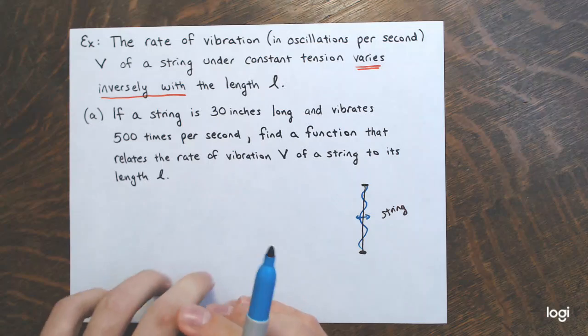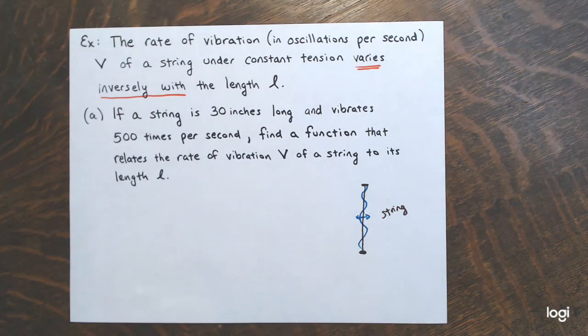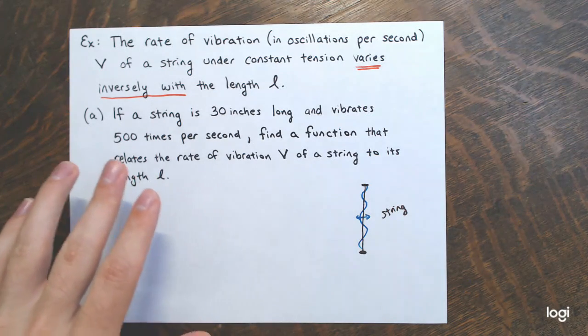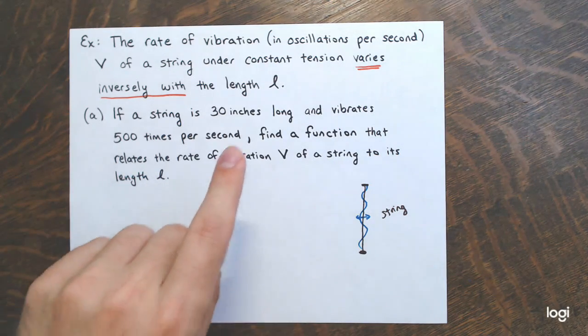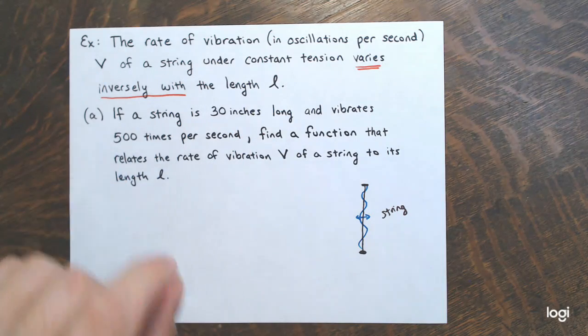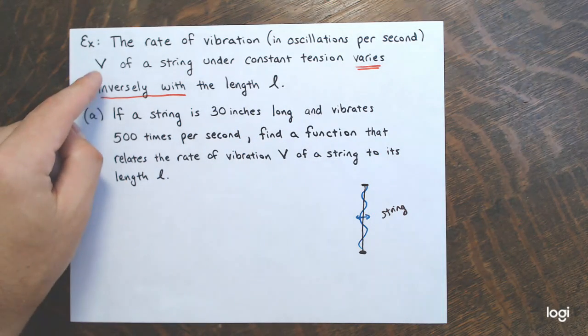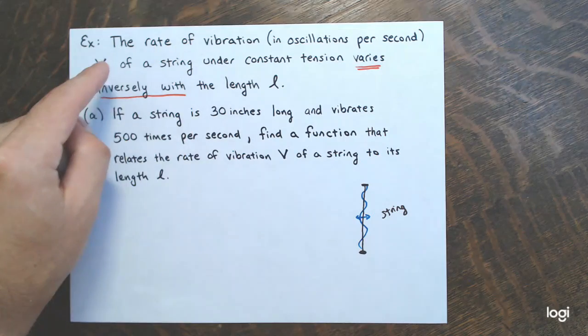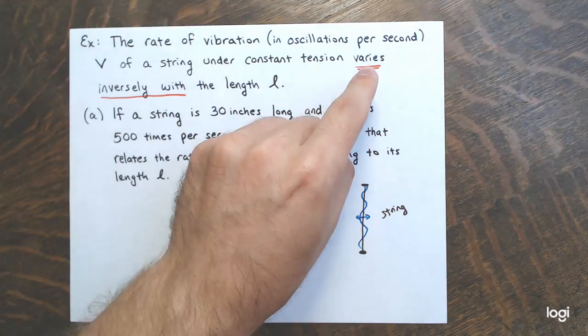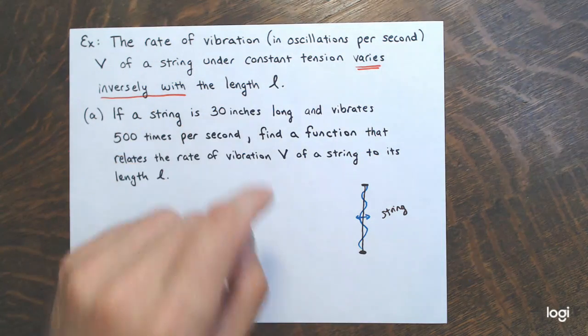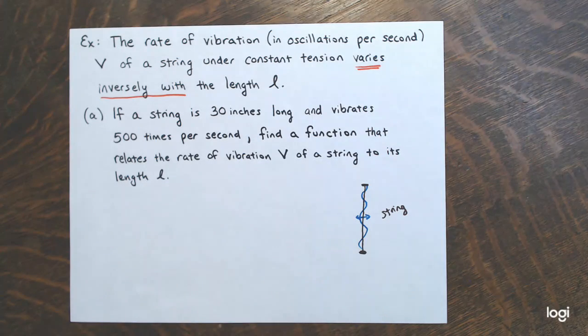All right, again, just think of a guitar string or a banjo string being plucked. That string is under constant tension and it starts vibrating when you pluck it. So before I even get into the problem, I'm going to write a little equation here. They're telling me that this rate of vibration, V, varies inversely with the length of the string, how long it is, right?